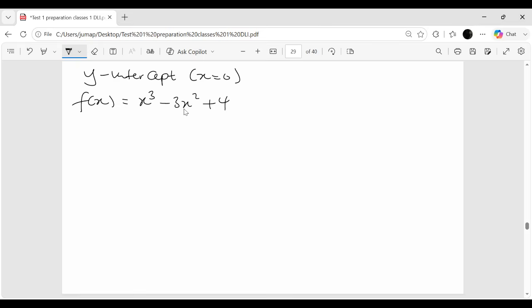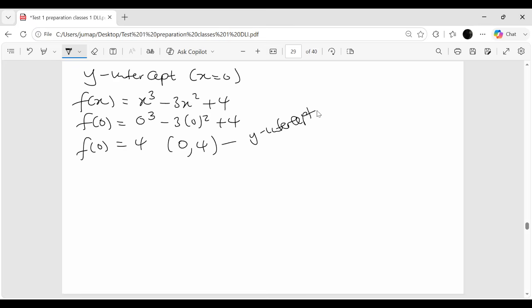Okay, so they don't want you to start solving so many things. Now when x goes to 0, f of 0 is equal to 0 to the power 3 minus 3 times 0 to the power 2, plus 4, meaning that it will be equal to 4. Okay, f of 0 is equal to 4. Then what you're going to realize here is that this is just a coordinate, which is 0 comma 4. Okay, it's a y-intercept.